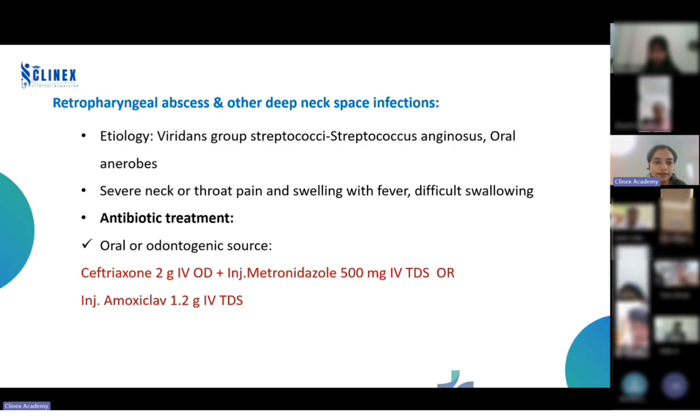Do you remember? Okay, fine. It is Strep mutans, Strep mitis, etc. Streptococcus anginosus is also a viridans group of streptococci.